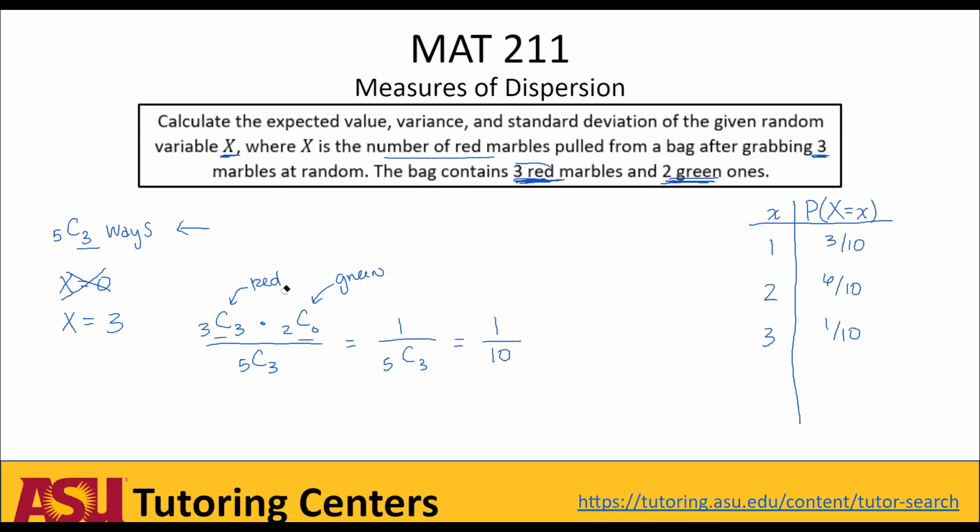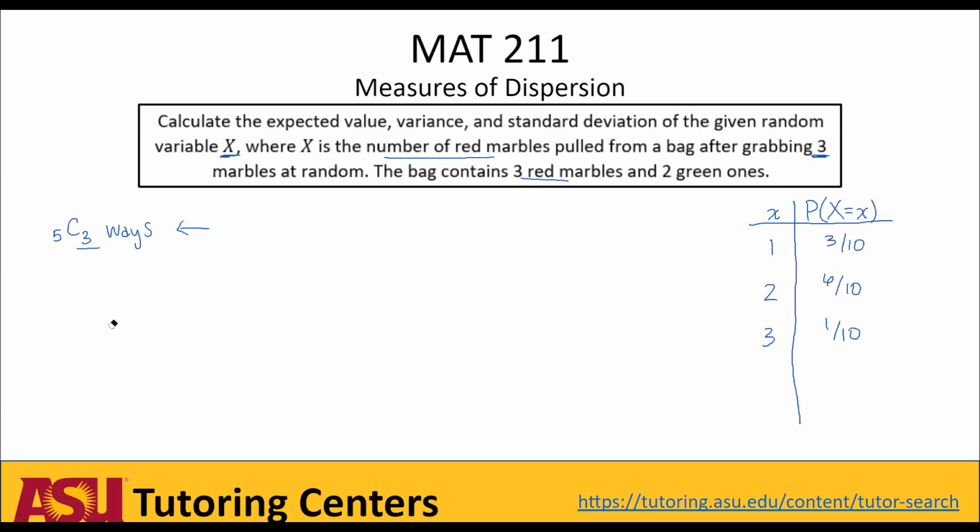Now, x can't be anything greater than 3 here, since we only have 3 red marbles. So we can't choose 4, and we can't choose 5 red marbles. So we're done figuring out our distribution.